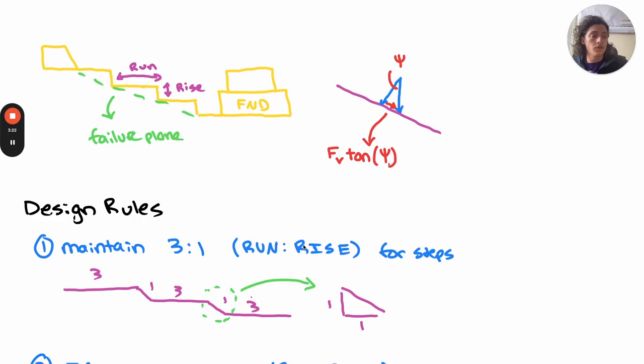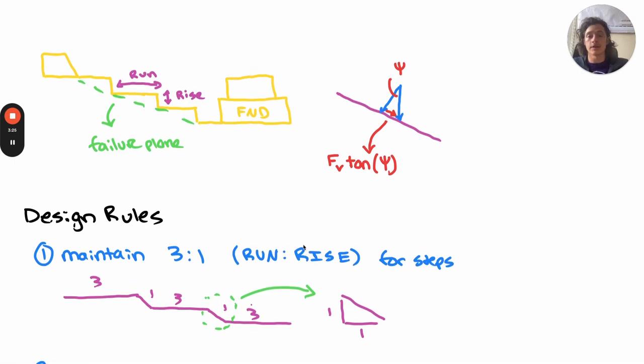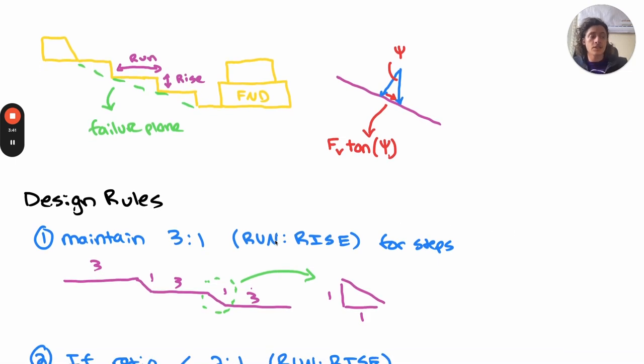Rule 1 is to maintain a 3-to-1 run-to-rise ratio for steps in the ramp wall or for the distance from the anchor to foundation if you are just drawing a horizontal line. In addition to maintaining that 3-to-1 run-to-rise ratio, we'll have 1-to-1 drops. As I've called out here in the steps downward, we want these 1-to-1 drops to avoid shear concentration. And this is explained a bit further in the abutment sliding lecture.